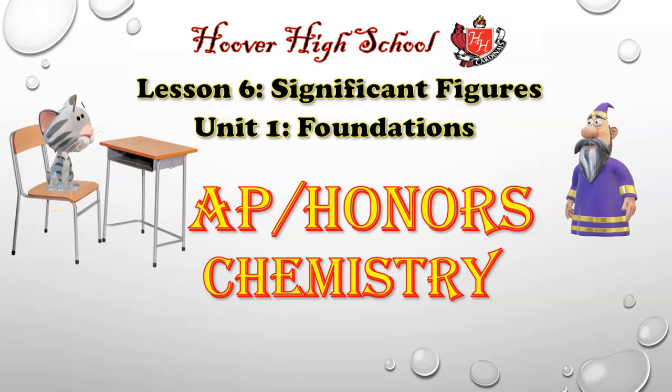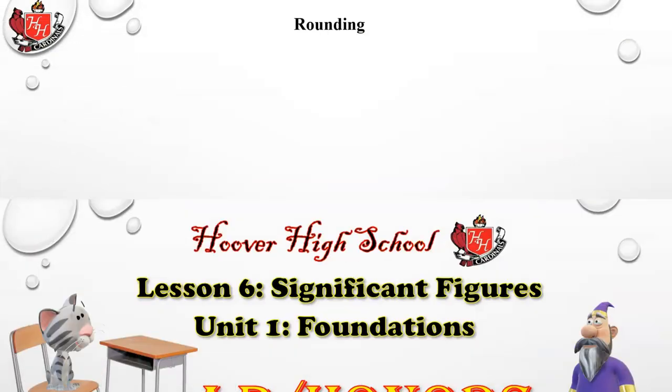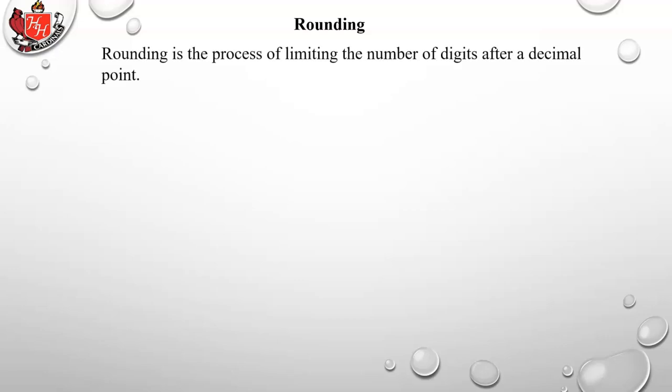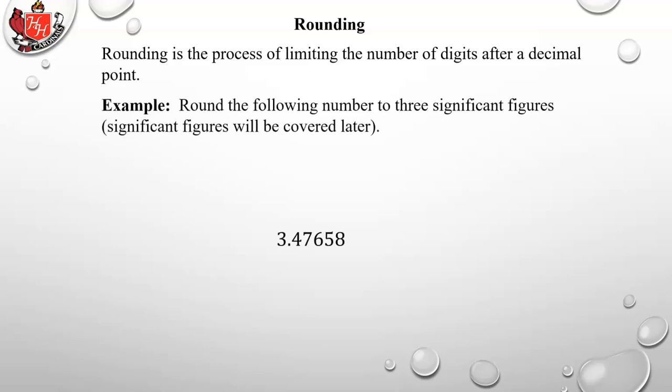All right, chemistry, we're on to lesson 6, and this is on significant figures. So first we need to cover the topic of rounding, which I think you're all familiar with. Rounding is a process of limiting the number of digits after a decimal point, or it could be before a decimal point, actually. Round the following number to 3 significant figures. So the significant figures are the first 3 digits you see there, 3, 4, and 7. So how would you round that number?